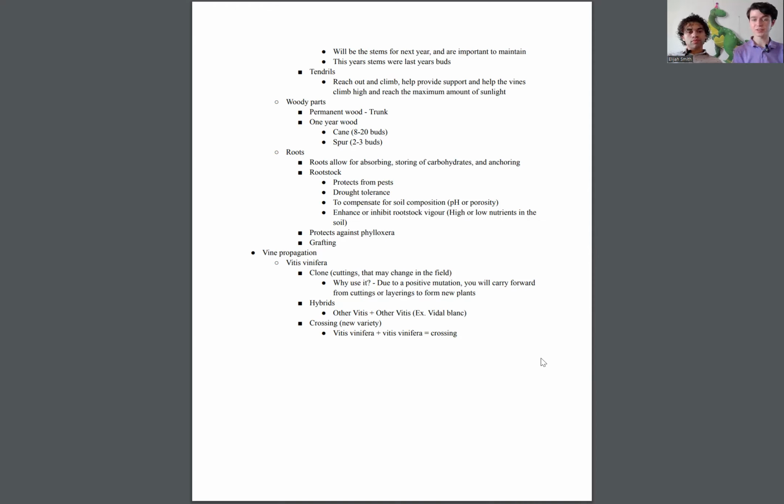And finally, crossings. I think you flipped crossing and hybrids. Did I? You just explained crossing. So hybrid, because this is other Vitis and other Vitis. Actually, it might be Vitis and other Vitis, because I believe Vidal Blanc is a cross between, or rather a hybrid of Sauvignon Blanc and Vidal, which is a Canadian ice vine variety. So we'll have to revise that. Stay tuned.